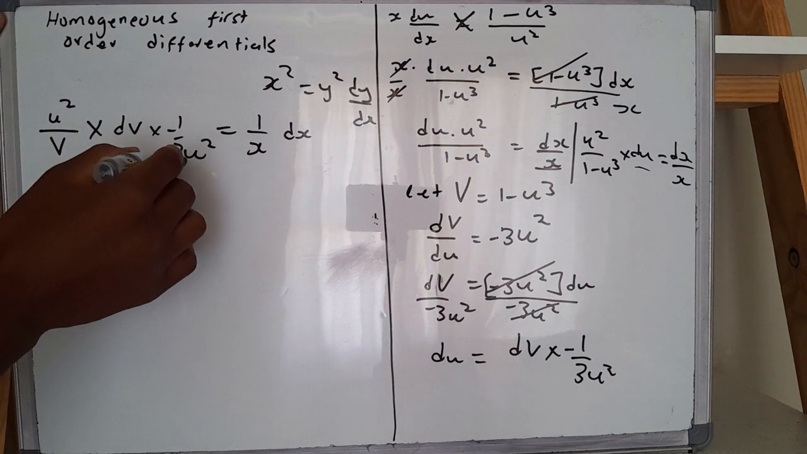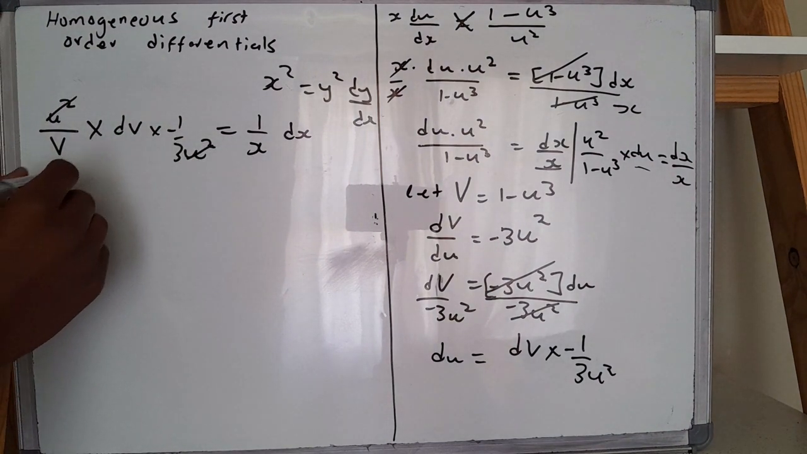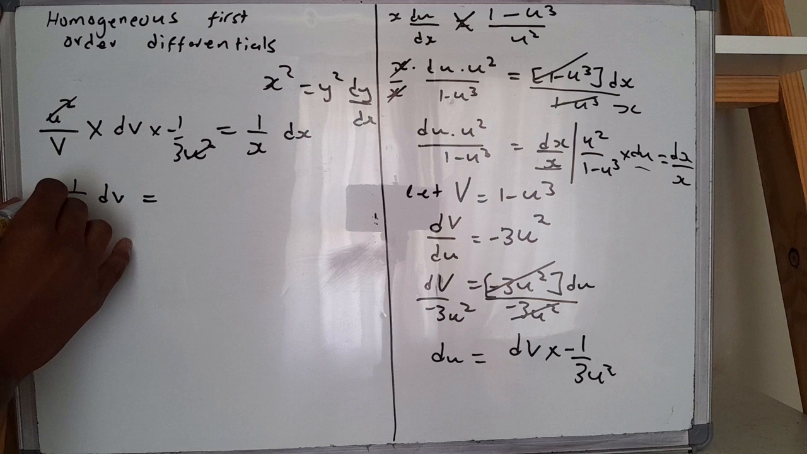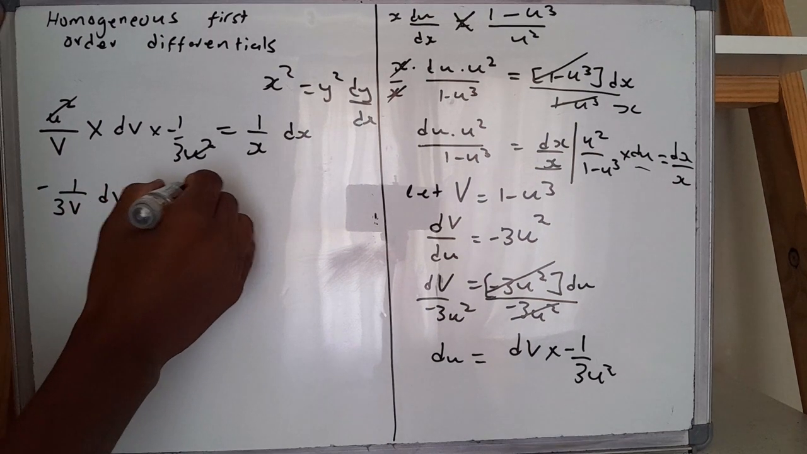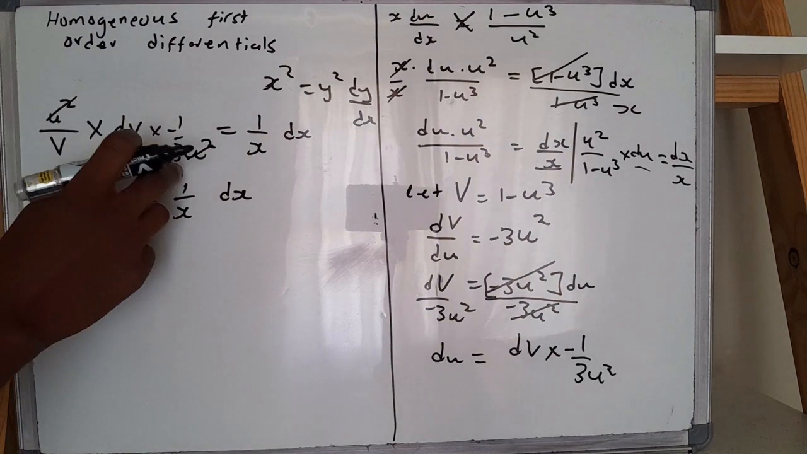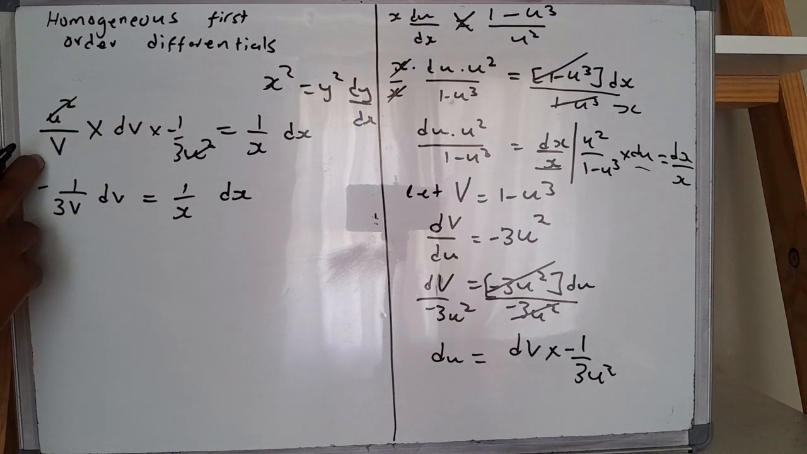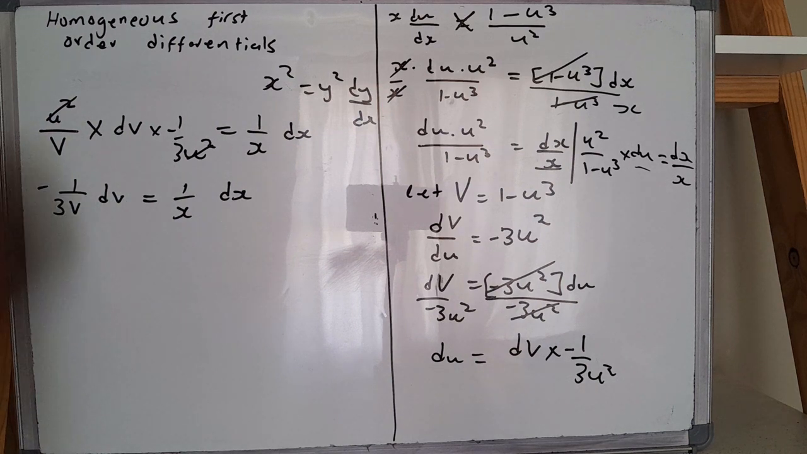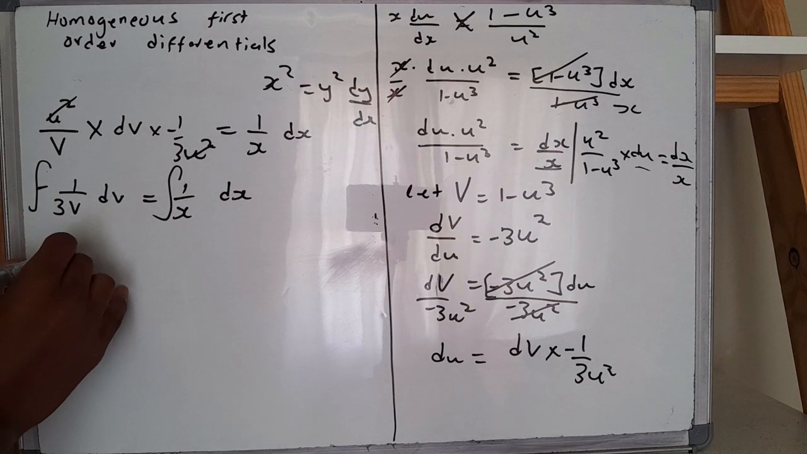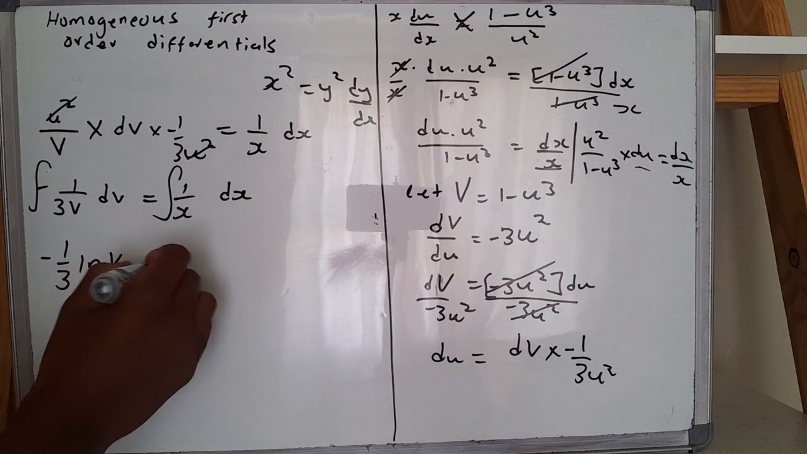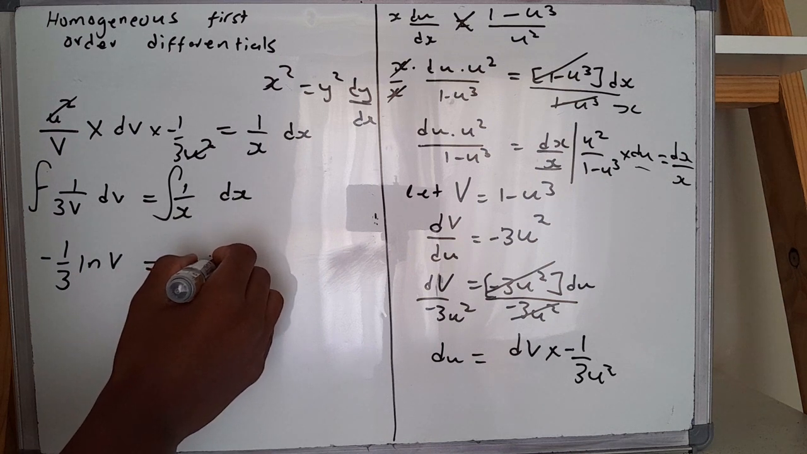Now, u and u will cancel. I'll be left with 1 over v dv, not 1 over v, but negative 1 over 3v, is equal to 1 over x dx. Because u and u will cancel, I'll be left with negative 1 over 3 multiplying v. So now, I can just integrate. When I integrate this, I'll have negative 1 over 3 ln of v, which is equal to ln of x plus c.